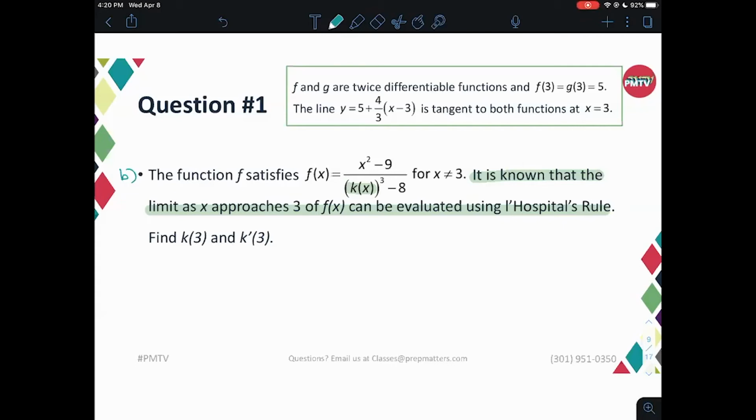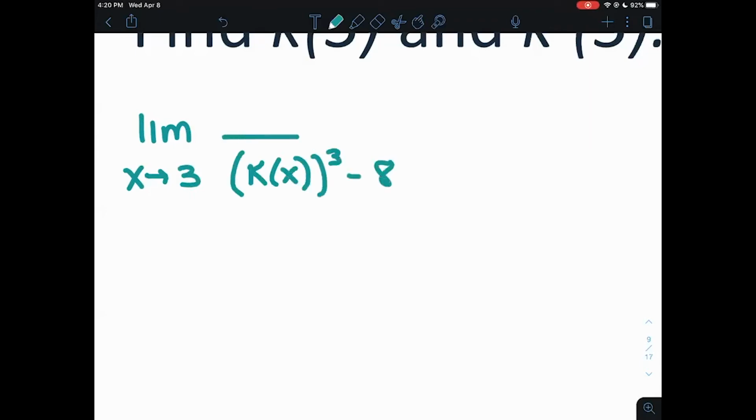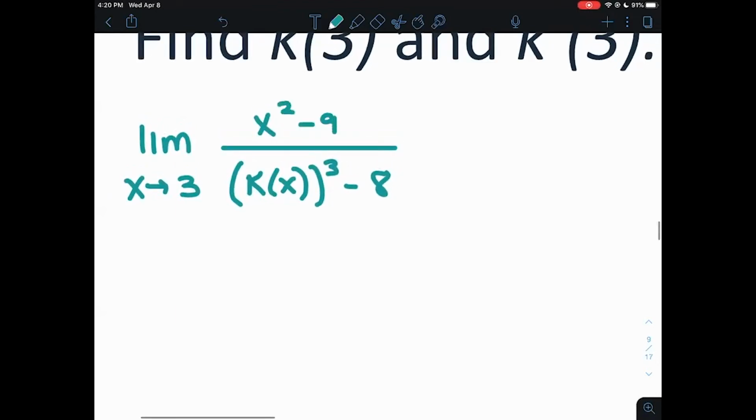Okay, so I'm going to zoom in a little bit, but I'll pull this question right back down. Okay, so I know that the limit as x approaches 3 of f of x, which is k of x cubed minus 8 as a denominator. Sorry, I went through that one backwards. And x squared minus 9 as a numerator. I know that L'Hopital's Rule applies here. That means that when I substitute in 3, I'm going to get an indeterminate form of 0 over 0 or infinity over infinity. Positive or negative combo there. That's it. That's the option. If L'Hopital's Rule applies, one of those indeterminate forms is going to result from substituting in a 3.